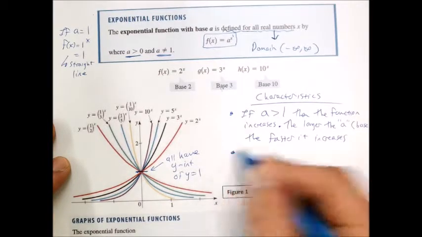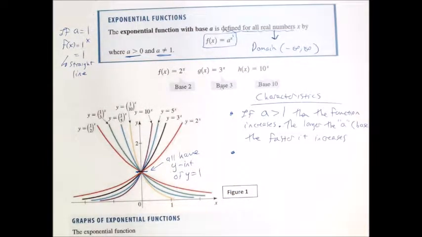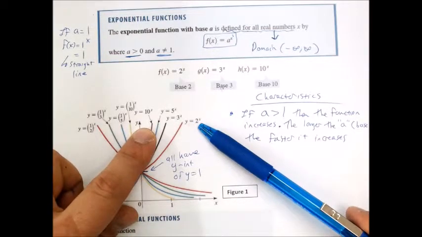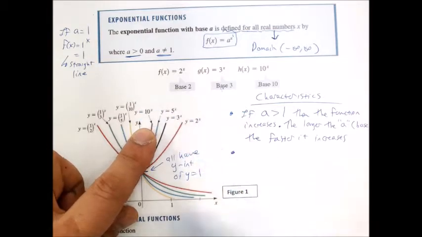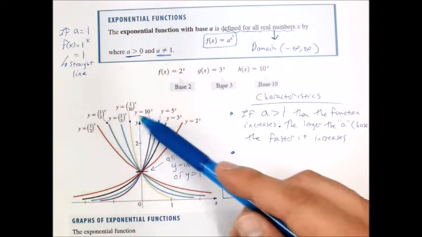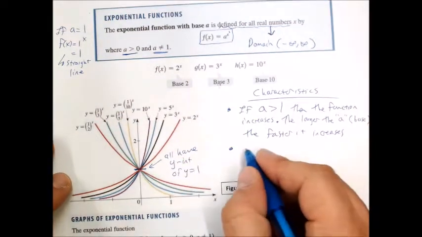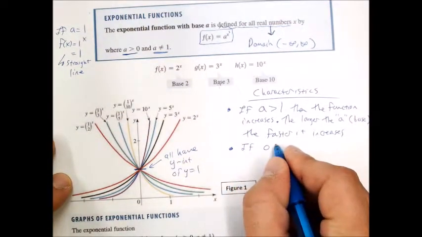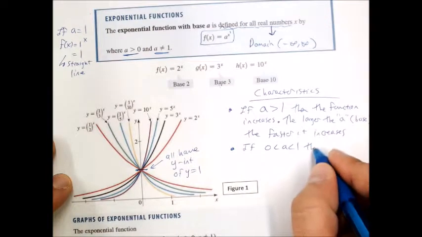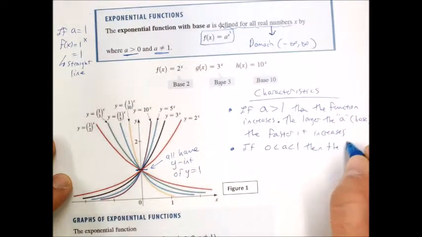And that should make sense, right? If you raise 2 to a power, that's going to be less than if you raise 10 to a power. And that's literally what's showing us in this graph right here. 2 to the x is less than 10 to the x, right? If the number is between 0 and 1, like all these, it decreases. So if A is between 0 and 1, then the function decreases.